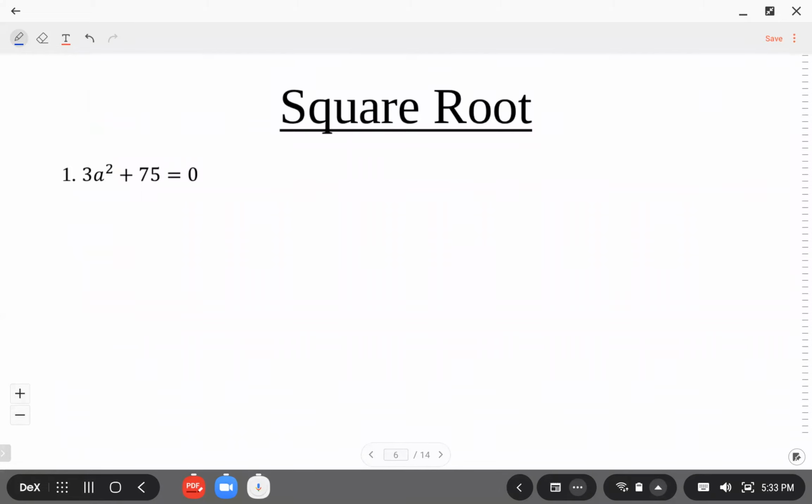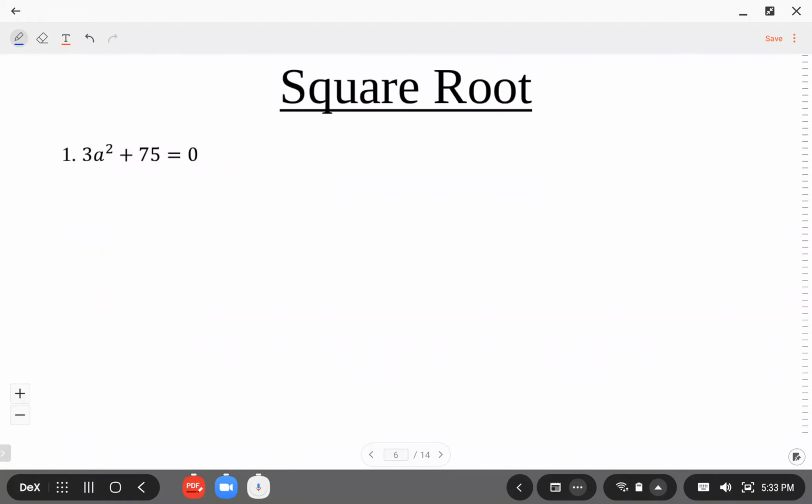You see, what do we do first? Okay, what do we do first? First, we move 75 to the side. Okay, 3a squared equals -75. And then what do we do?